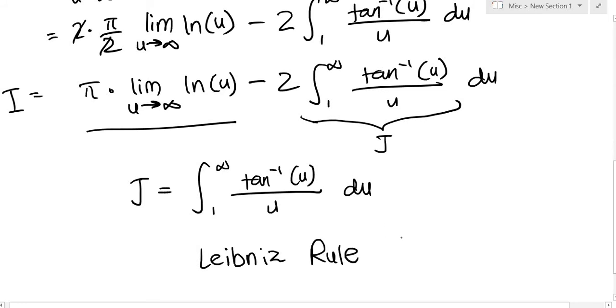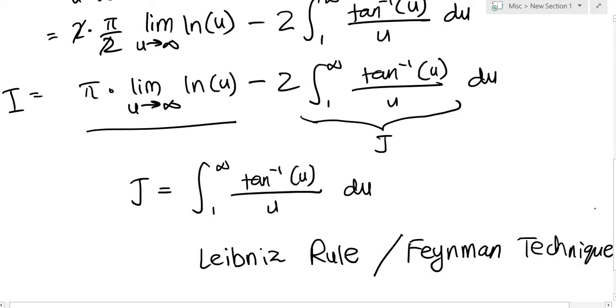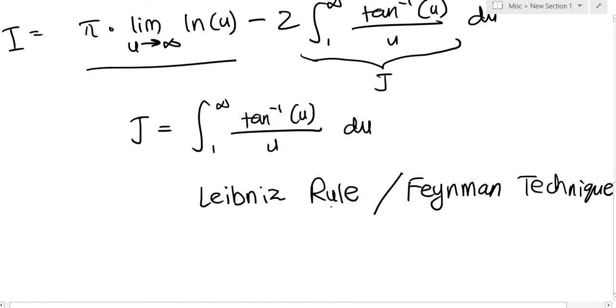You can call it the Leibniz rule, or you can say it's the Feynman integration technique. So let's do that on a fresh page, and hopefully you learn something if you don't know these rules already. So we had to actually find our j, right? And j was the integral from 1 to infinity of the inverse tangent of u over u du.